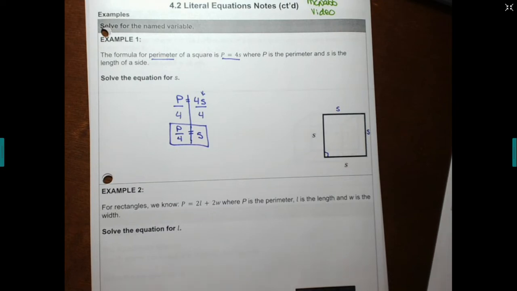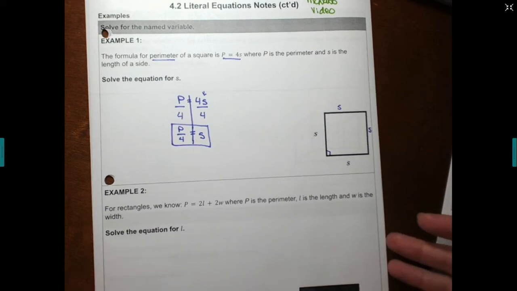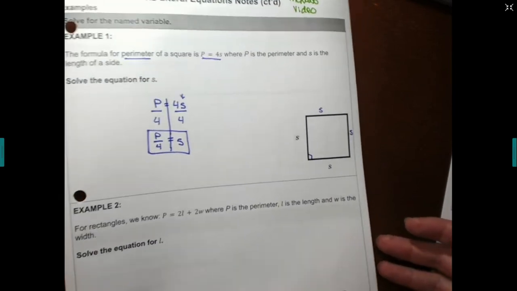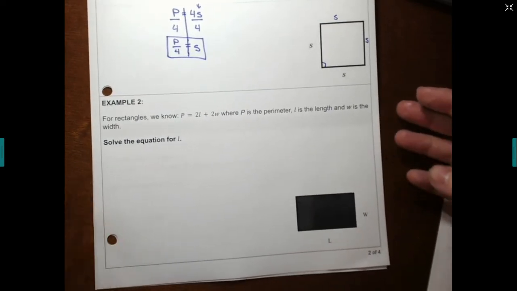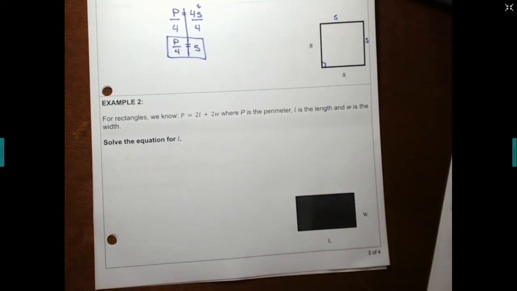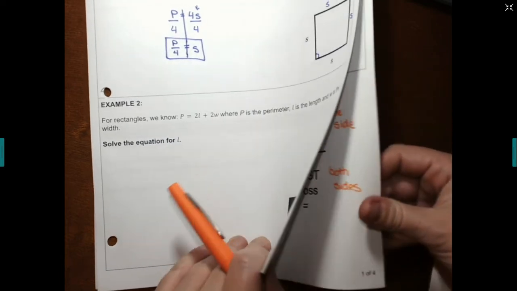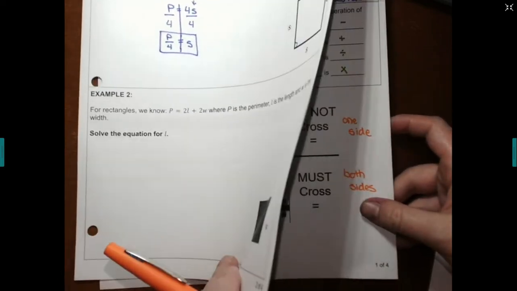Okay. Go ahead and get that one, and then meet me on example 2. Okay, for rectangles, hold on, let me see what color I have to do. Y'all know we have to do the right color. So after purple comes green.